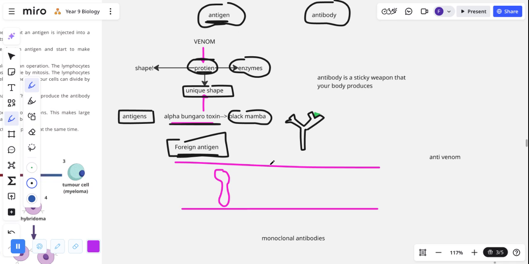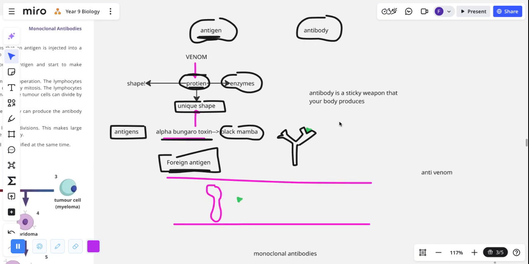So you can imagine alpha bungarotoxin wants to kill you. However, an antibody comes along, goes ha ha ha, and sticks to it. And this is like a sticky weapon. It will bind to alpha bungarotoxin. The alpha bungarotoxin cannot bind to any part of you and kill you. And you're like, yeah, you're all right.